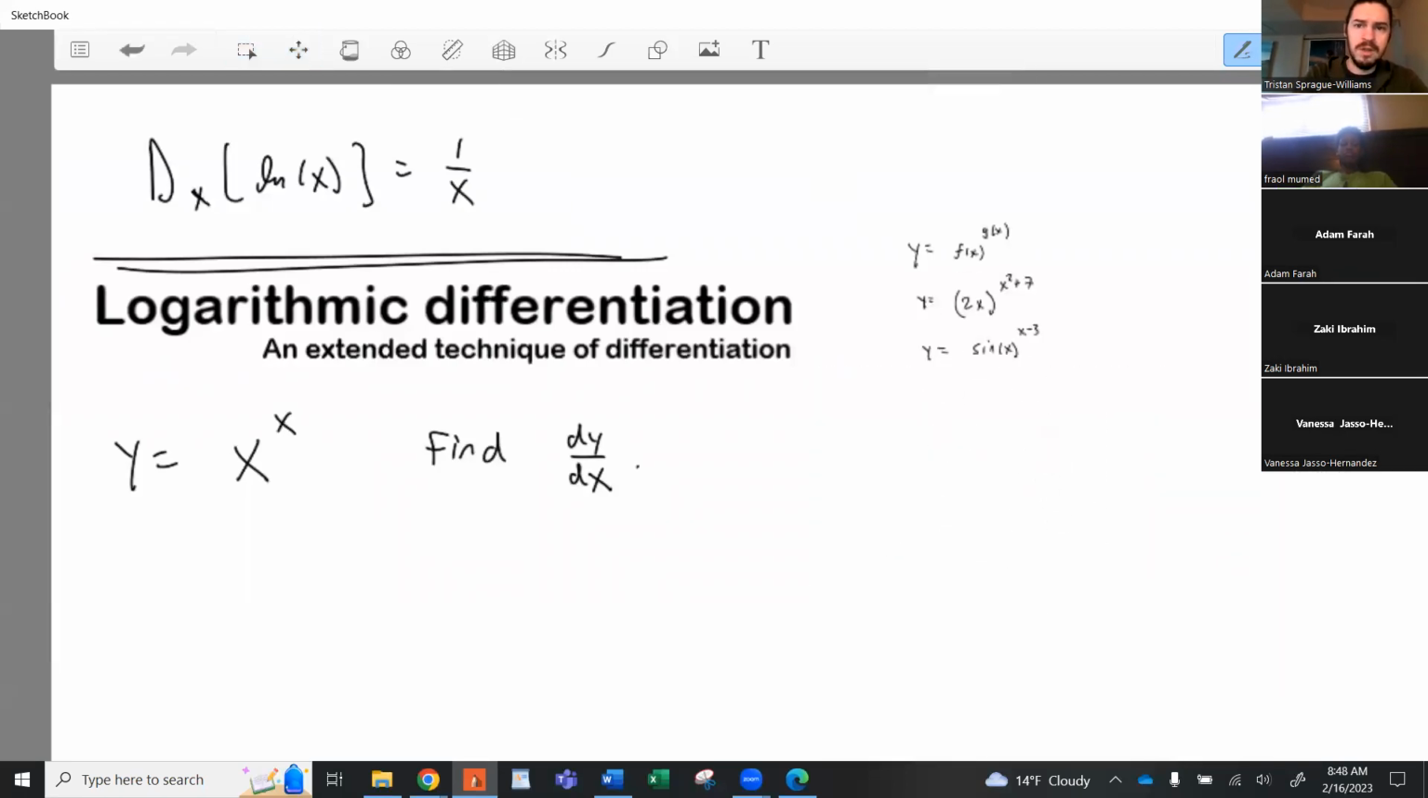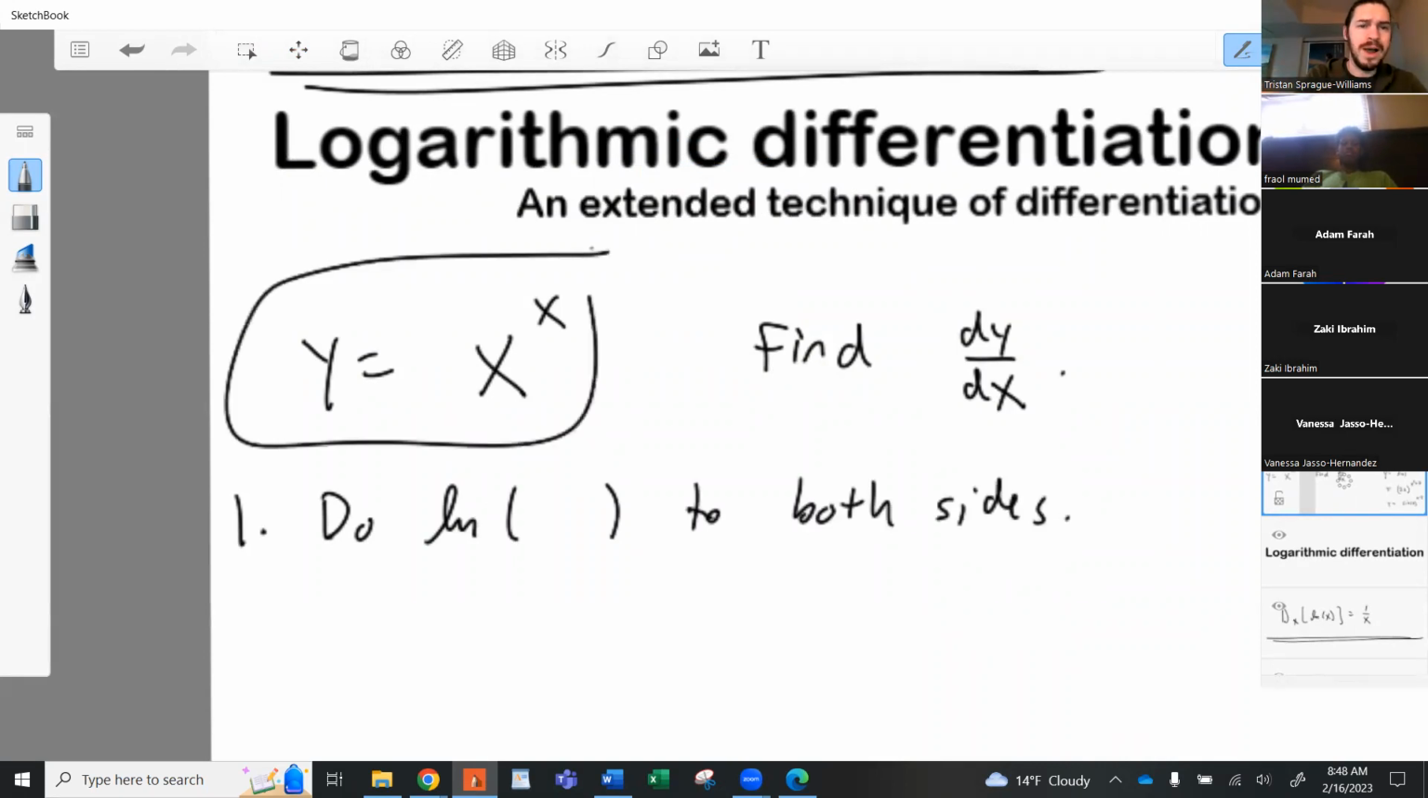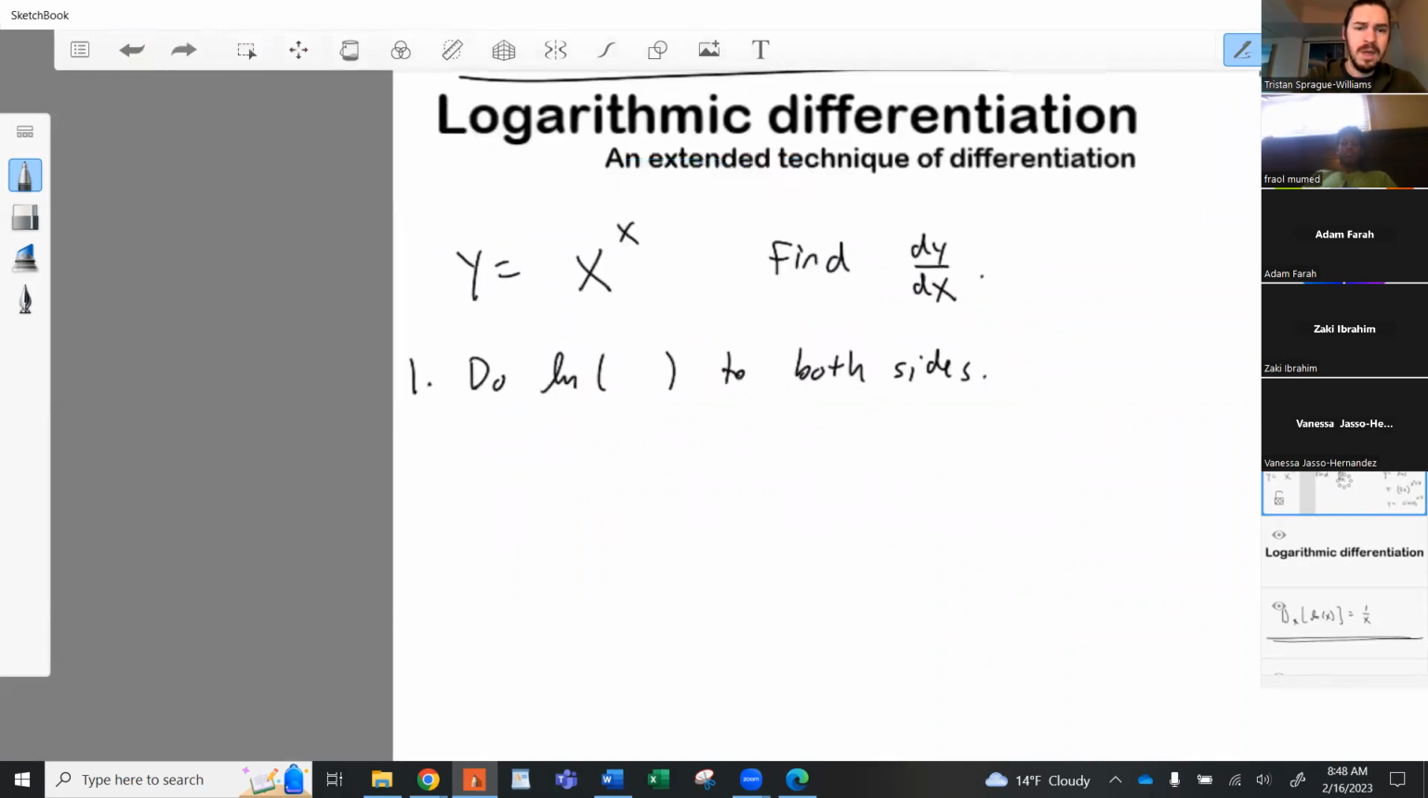And the way it works is you start by doing natural log to both sides of the equation. So you have to start with an equation. You have to start with like a y equals, okay? And then we do natural log of both sides.